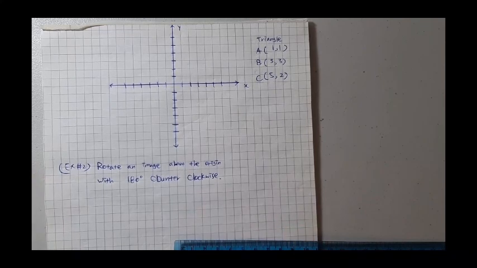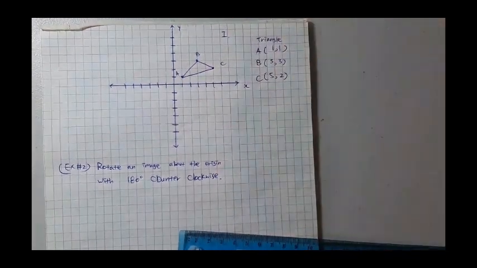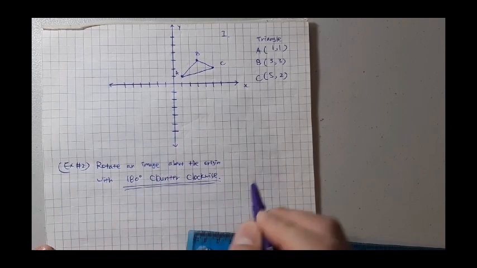So pause this video and copy this. Once you copy the whole thing, you may notice that the triangle is located at quadrant number 1. Now, the second question basically informed you to rotate an image about the origin with a 180 degree counterclockwise situation.